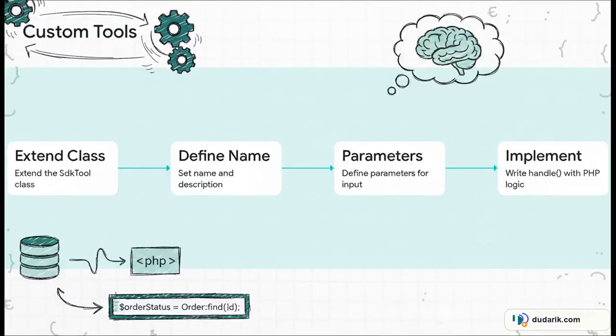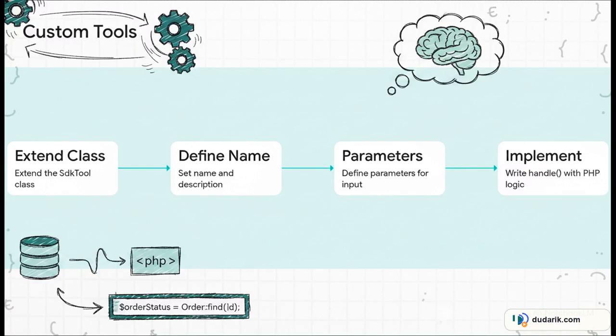But honestly, the real magic happens when you start building custom tools. Just imagine your AI agent is reasoning through a user prompt and it suddenly realizes, hey, I need to check an order status in the database. With hao-code, making that happen is just 4 simple steps. You extend the SDK tool class, define a name and description so the AI knows what it does, outline the parameters for the input, and then just implement the handle method with your custom PHP logic.